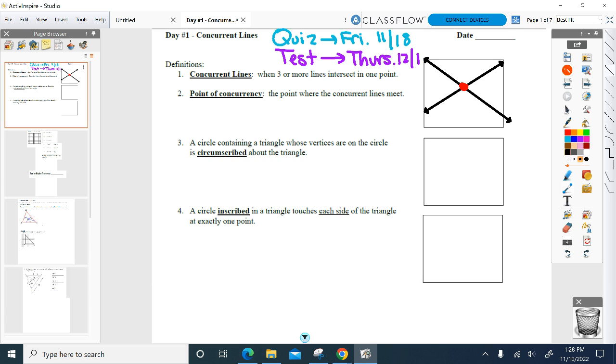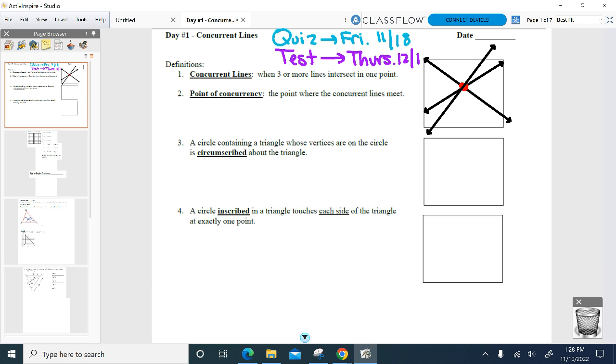So basically at the end of this, you have 3 lines that go through the same point. Those 3 lines are concurrent. That's what I mean by concurrent lines. 3, it could be more. I wrote "or more," but usually we're going to stick with 3. 3 lines that all meet at the same point. Right? They are called concurrent.